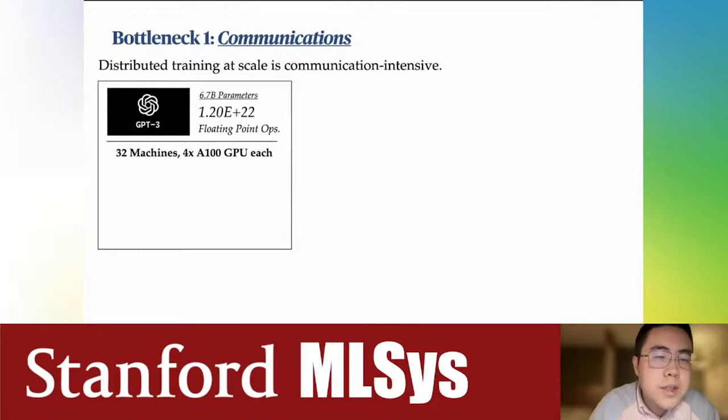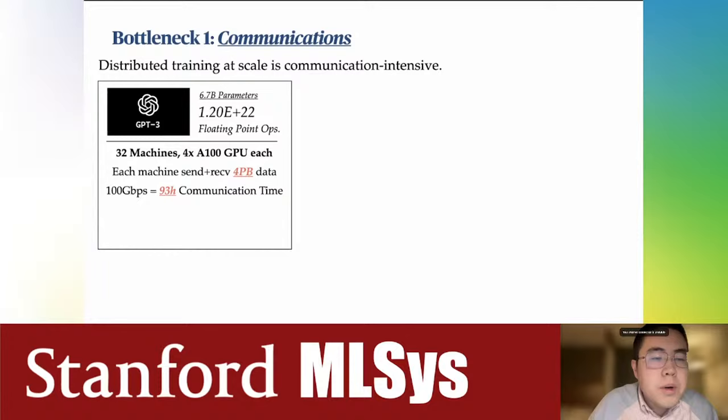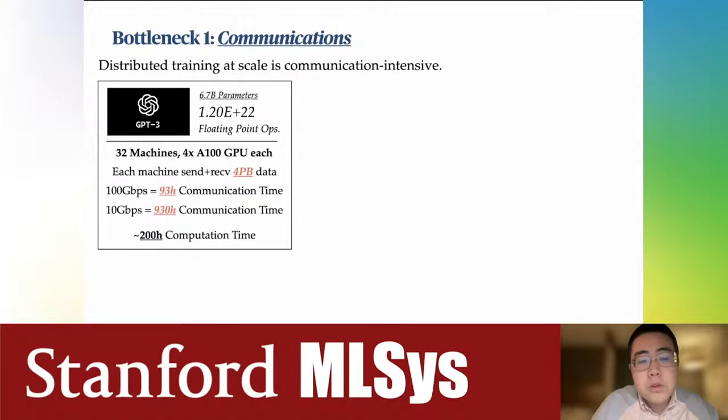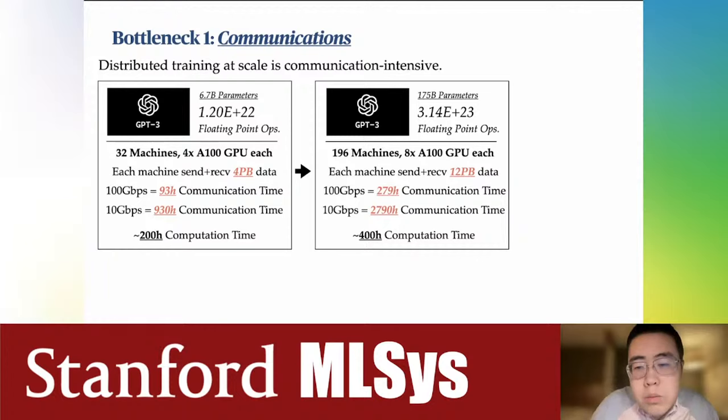Just to give you some numbers, right? If you want to train a 6 billion parameter model in a GPT-3 style, with 300 billion tokens and a 2 million batch size, right? If the machine learning computation costs 100 hours, we are talking about spending almost 1,000 hours just to communicate the data, for a workload where the computation is only about 200 hours. And the whole thing is going to get worse when you are training even bigger models.